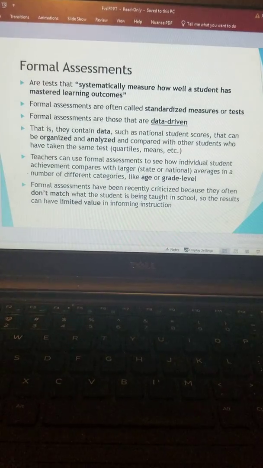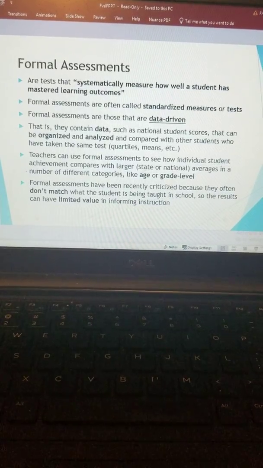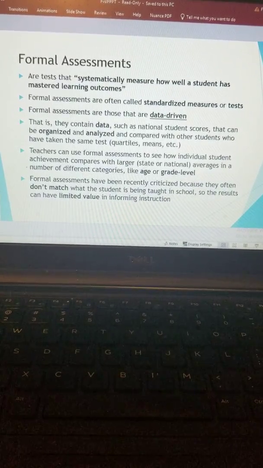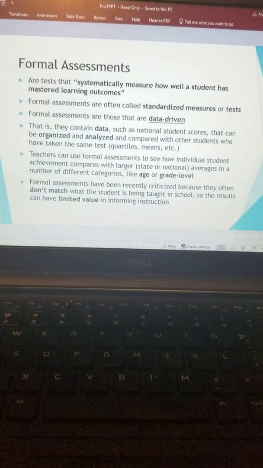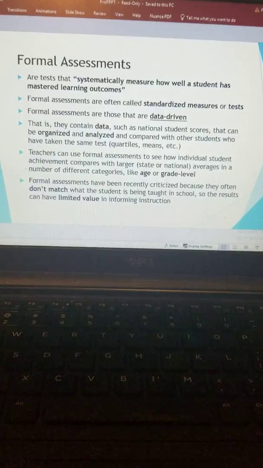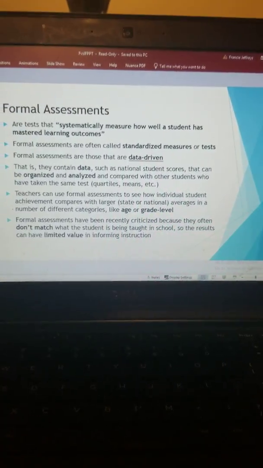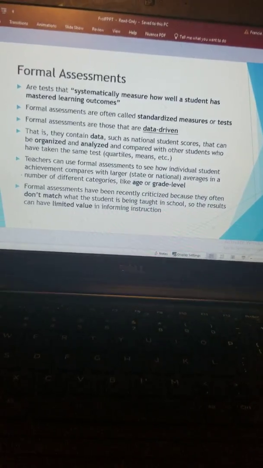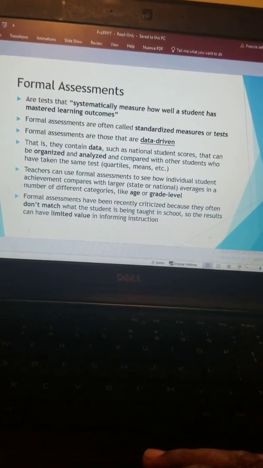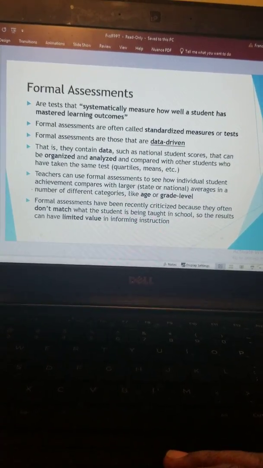quartiles, means, etc. Teachers can use formal assessments to see how individual students' achievement compares with larger state or national averages in a number of different categories like age or grade level. Formal assessments have been recently criticized because they often don't match what the student is being taught in school, so the results can have limited value in informing instruction.